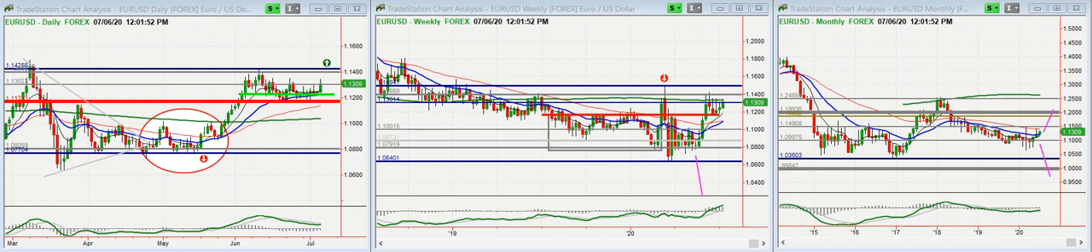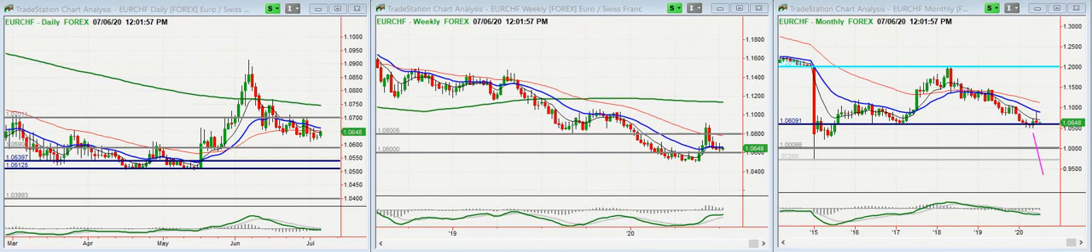Right, let's have a look at some other pairs that are interesting here. Euro Swiss. With Euro Swiss, we don't see any impact from Corona. Even if you look on the daily chart, we might have had one day here with an impact, but it's basically flat. It didn't have any impact.